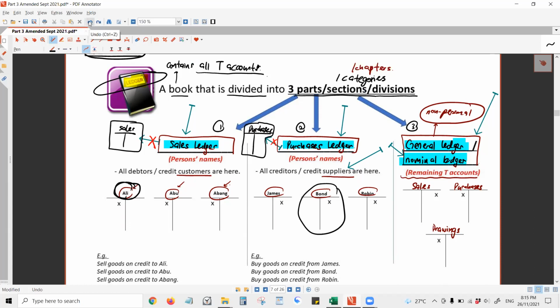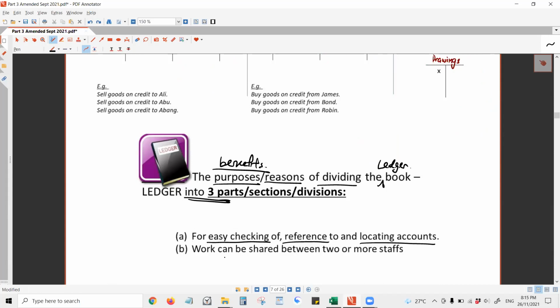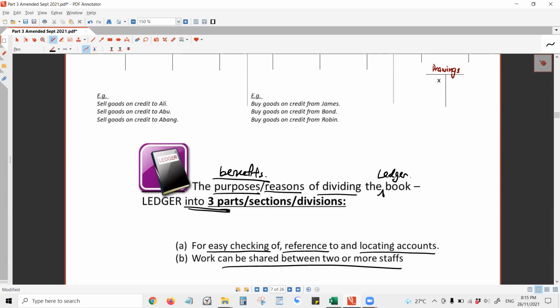Okay, so that's the first benefit. And then work can be shared between 2 or more staffs. In fact, this ledger book can also be substituted, that means replaced, by 3 books. Meaning, let's say your business is very big, one book is for sales ledger, another book is for purchases ledger, and then one more book for general ledger. This way also works.